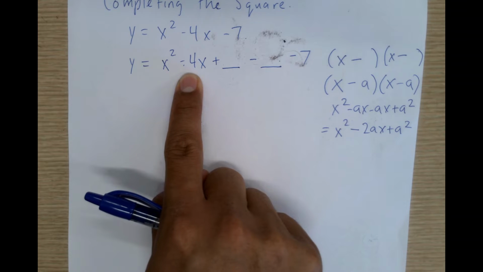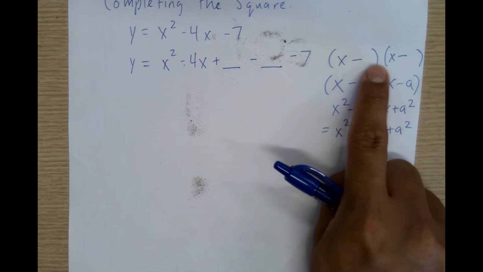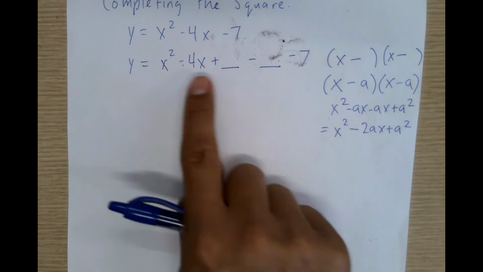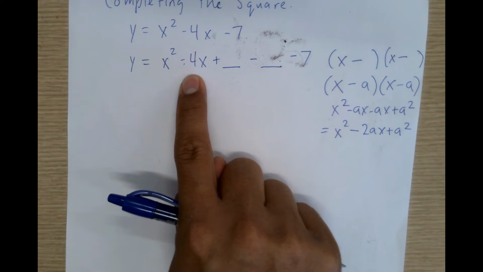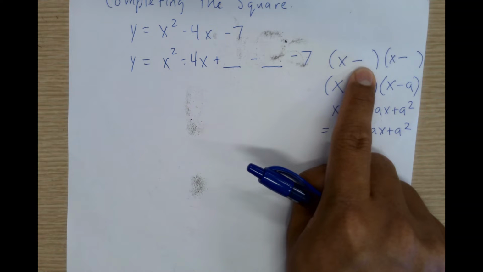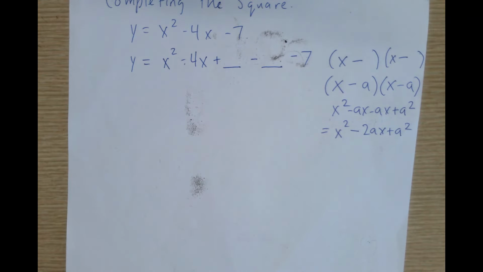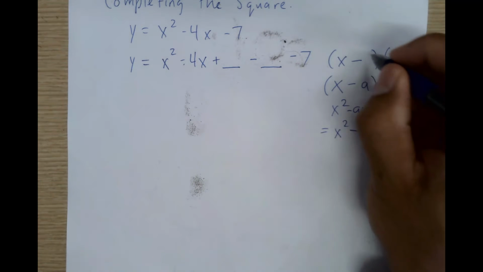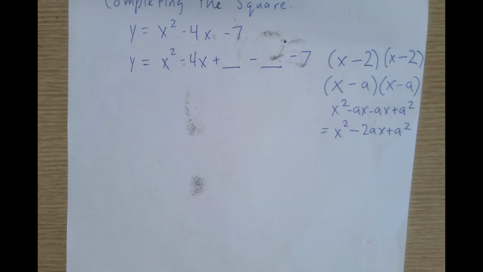Okay? So I'm going to say that again. This number that I'm going to fill in, whatever this number is, it's always going to be half of this number right here. So negative 4 is double the value of the number that's going to go here. So what number is half of negative 4? 2. So because of that, I know that this is going to be x minus negative 2 times x minus negative 2. And we're going to test this theory.